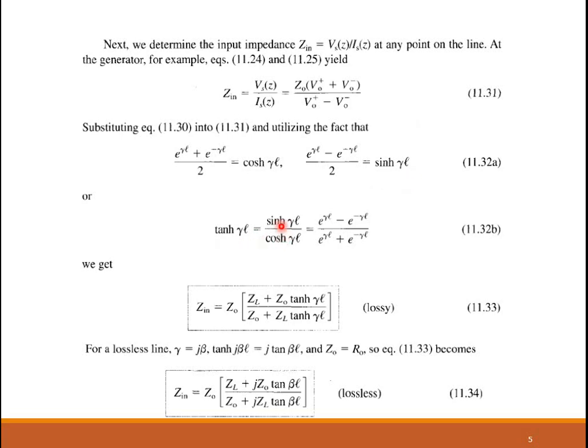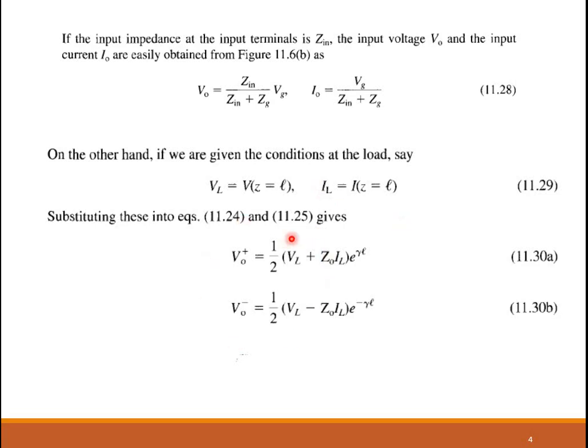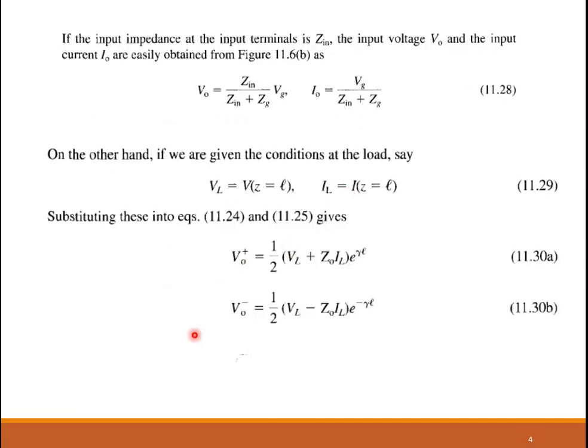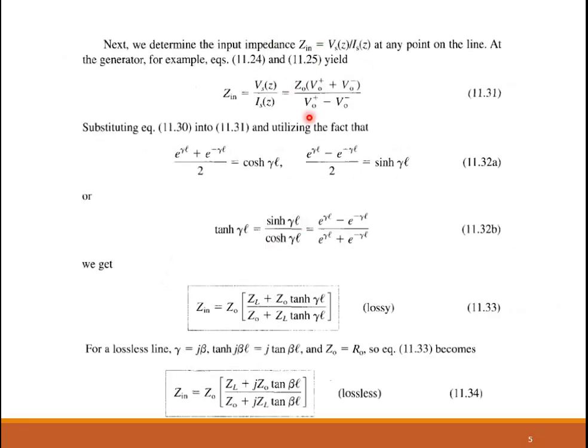So tanh, we know, is sinh by cosh. Those who are interested can substitute this equation, the V0 plus and V0 minus, here, simplify it, and if you rearrange it in this form, you will get this answer. For the others, it's sufficient. From the exam point of view, it is sufficient that you understand that substituting this equation into this and applying this relation will give you this relation for Zin. So this is important. Equation 11.33, you must know.